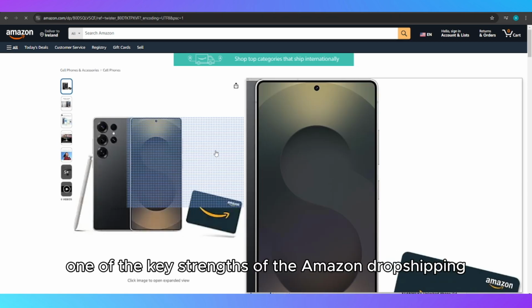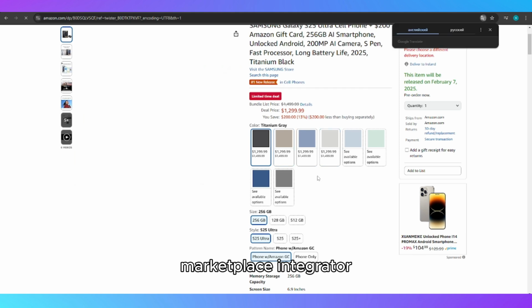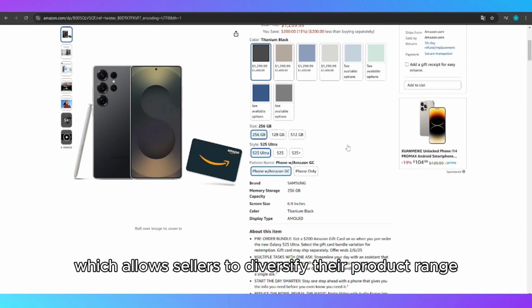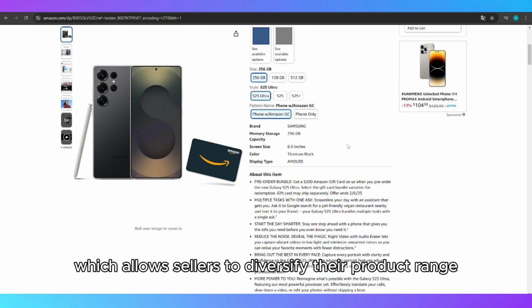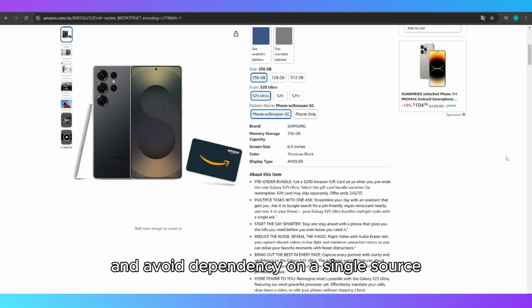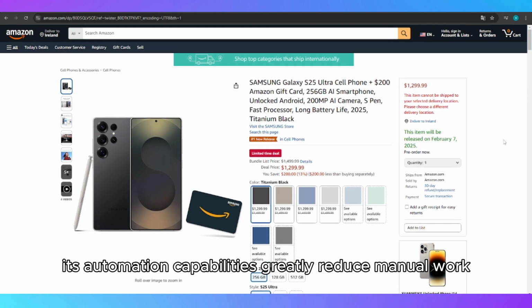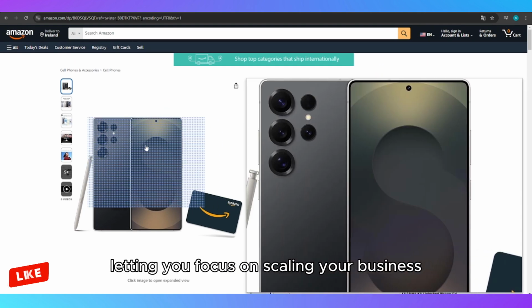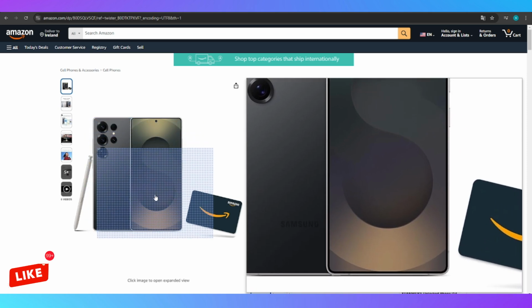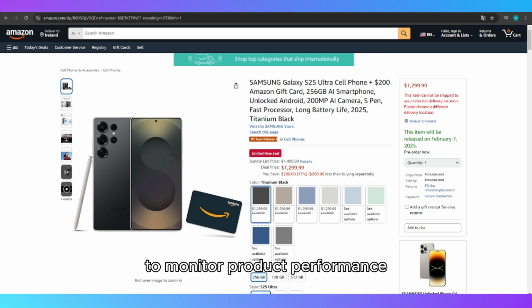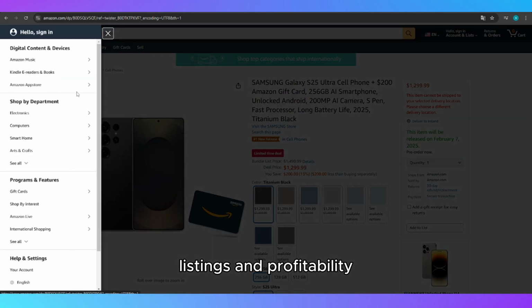One of the key strengths of the Amazon Dropshipping Marketplace Integrator is its multi-supplier compatibility, which allows sellers to diversify their product range and avoid dependency on a single source. Its automation capabilities greatly reduce manual work, letting you focus on scaling your business. Additionally, the platform provides analytics tools to monitor product performance, helping you optimize your store's listings and profitability.